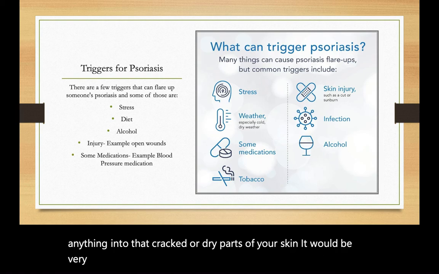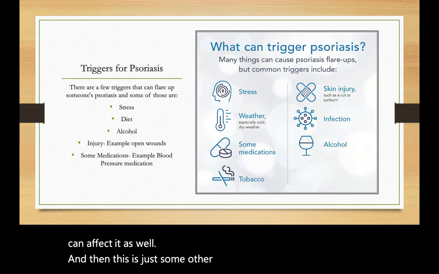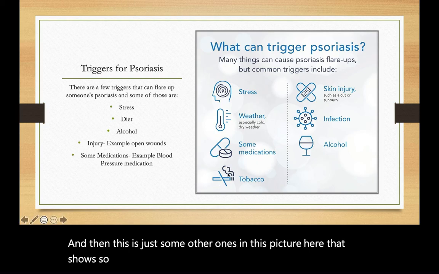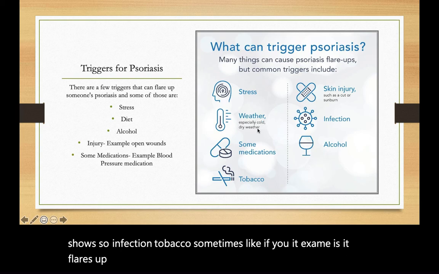Some medications, like blood pressure medication, can affect it as well. And then this is just some other ones in this picture here that show infection, tobacco, sometimes, like if you know what eczema is, it flares up in different weather conditions, so that's the same with psoriasis.